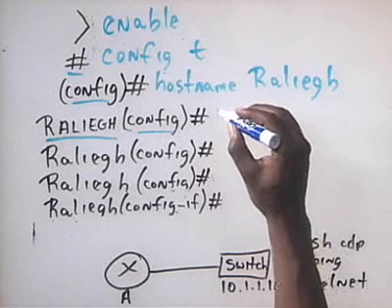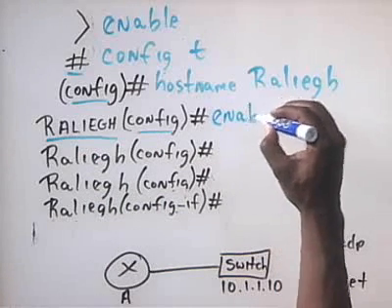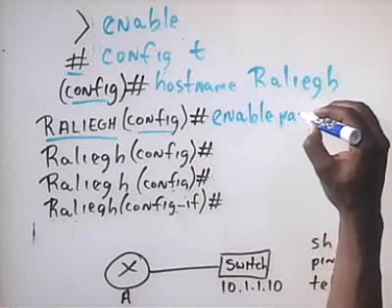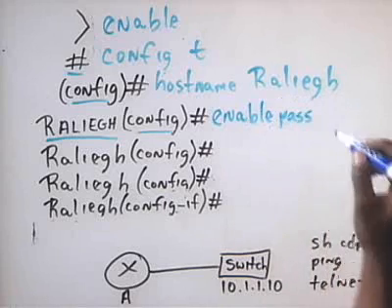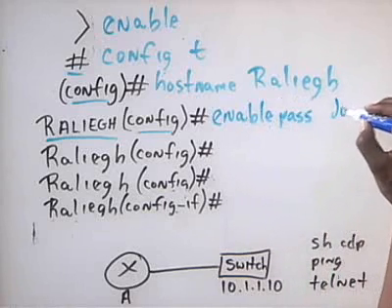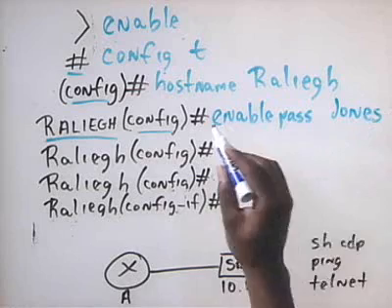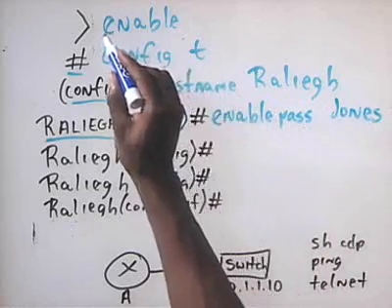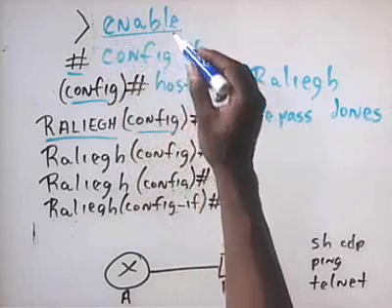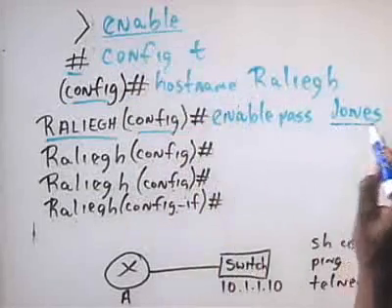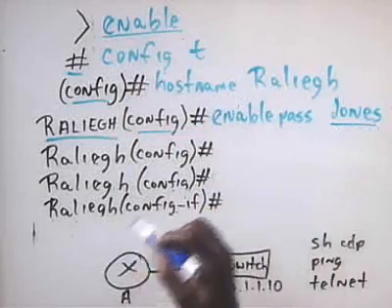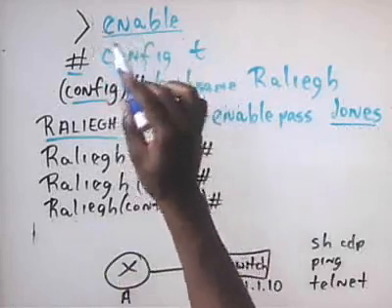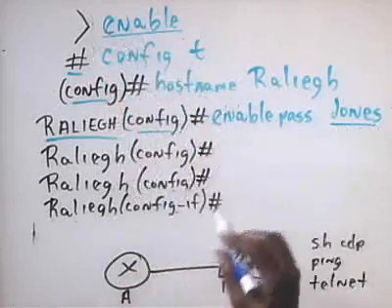Now we can set the enable password, enable password, and we'll set an enable password of Jones. Remember, the enable password is going to be used in the future anytime a user types the word enable. They will then be prompted for this password right here. We bypassed it before because there was no password set already.